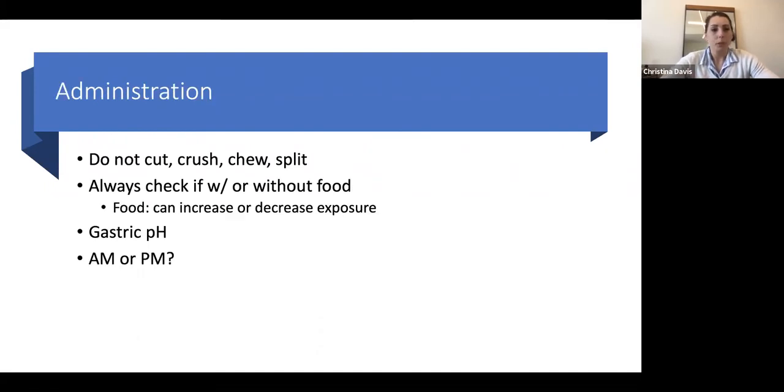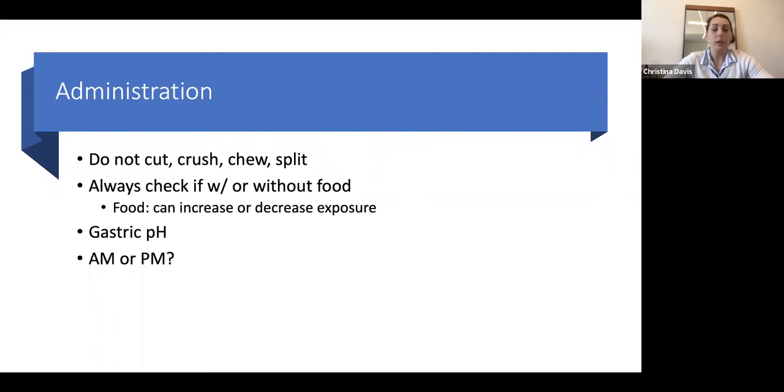In terms of administration, in general, you should never tell a patient to cut, crush, chew, split, etc. their oral cancer therapies. There are some exceptions, where maybe something comes in a liquid form, but in general, you should be telling patients not to do those things. If for some reason they're having trouble swallowing their medication, they should reach out to you or their provider.